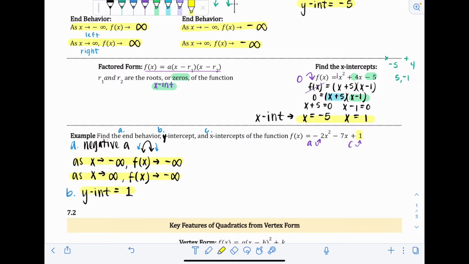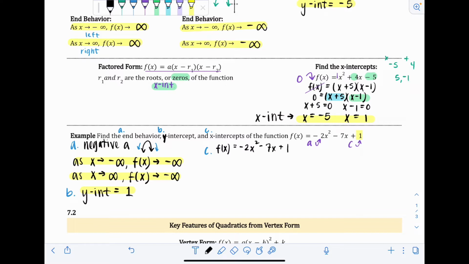If it wasn't in standard form, we would have to do some work. We would have to find f of 0, where we plug in 0 for x. And then part C, the x-intercepts. So I'm going to rewrite this really quick. So f of x equals negative 2x squared minus 7x plus 1.